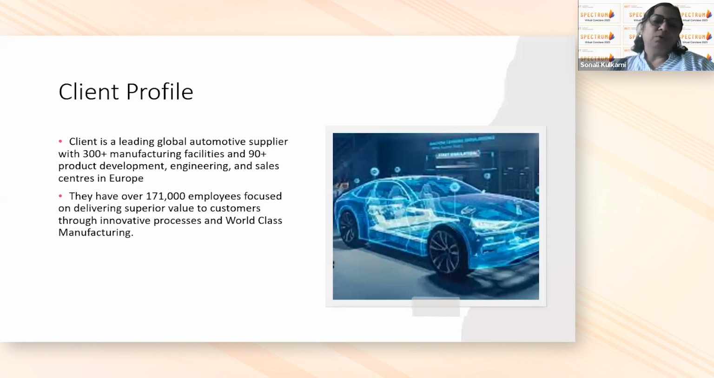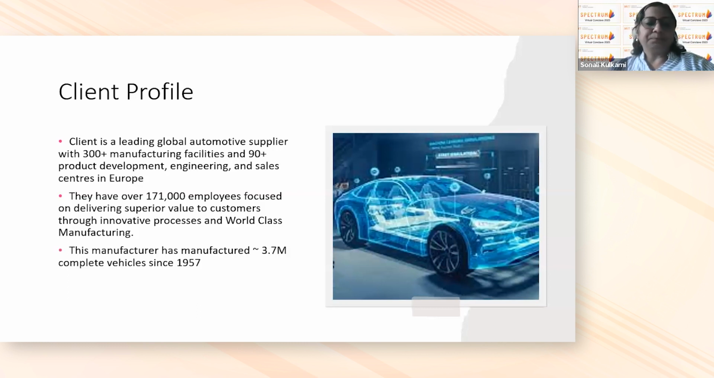So they have over 170,000+ employees which focused on delivering superior value to customers through their innovative world-class manufacturing units. Yeah, manufacturer ne more than 3 million vehicles atta parinta manufacture kelele ahe. So such a big client.